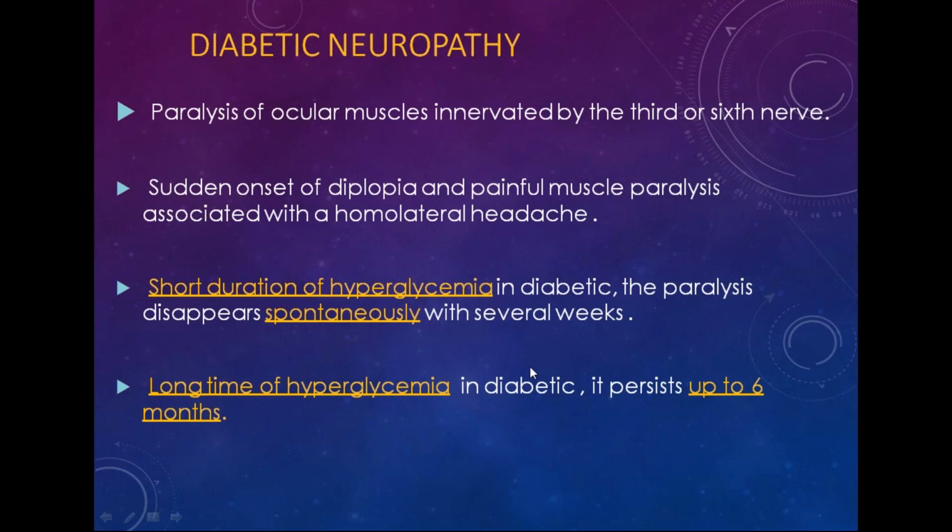If the diabetes is of long-term hyperglycemia, the muscle paralysis may persist up to 6 months. You tell the patient that they have to wait for 6 months, and give some multivitamin tablets.